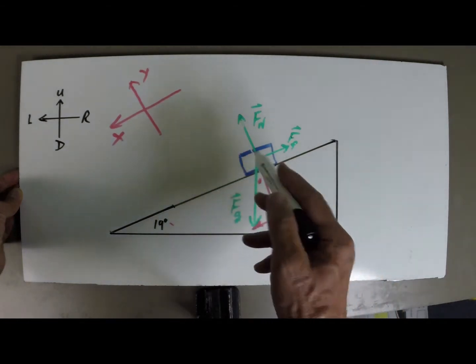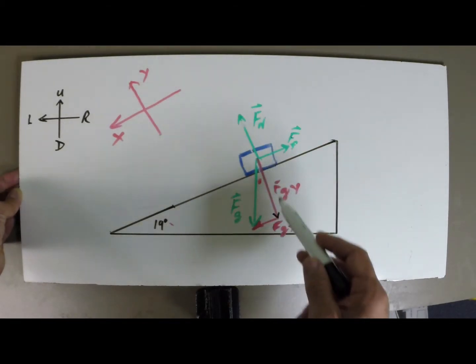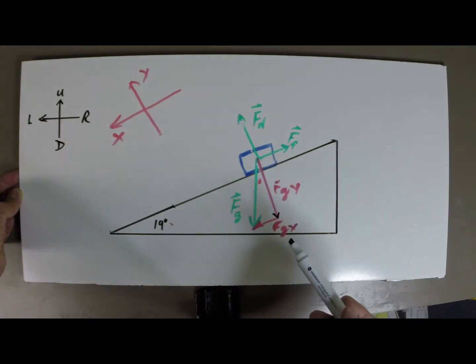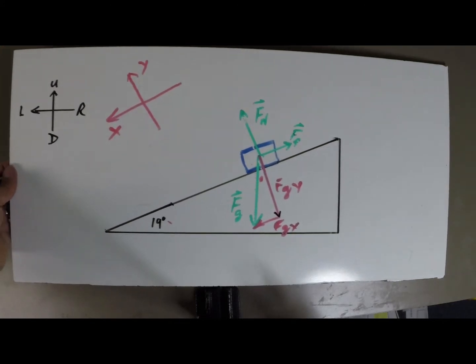those two will add up to 0 because there's no acceleration in the y direction. The object stays on the slope with a constant y value. So we know that Fn is going to be equal to Fgy.